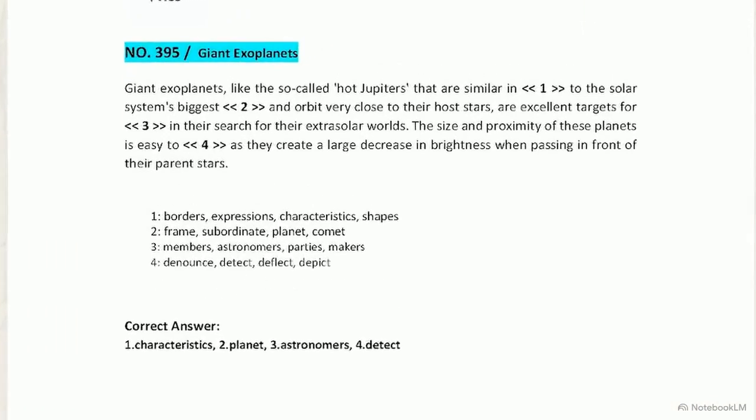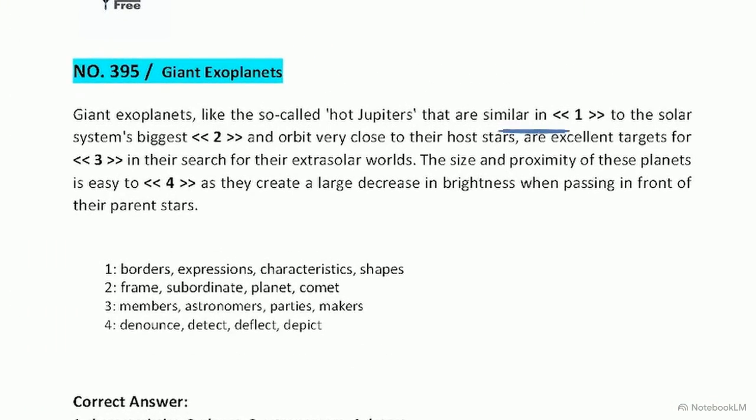Take a look at this PTE reading passage. We're going to work through these blanks by analyzing the surrounding context. Let's start with the first sentence, specifically the phrase describing hot Jupiters as similar in something.